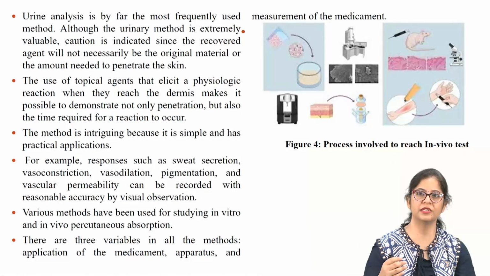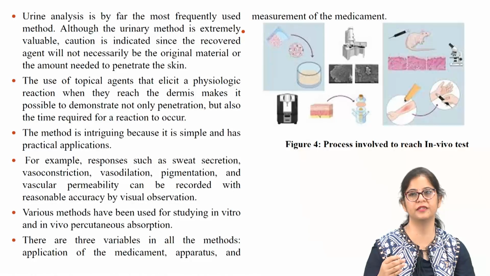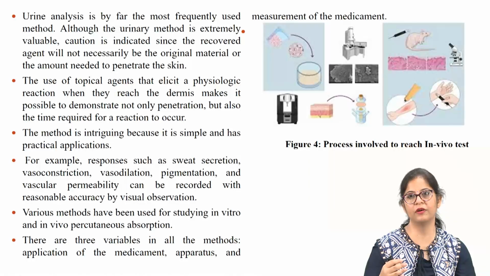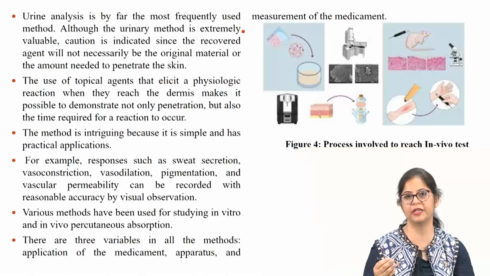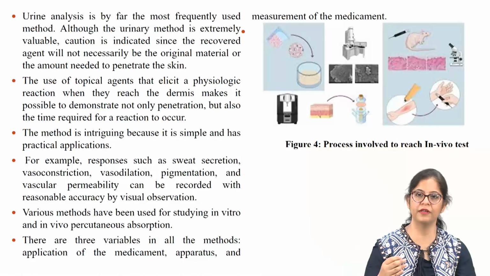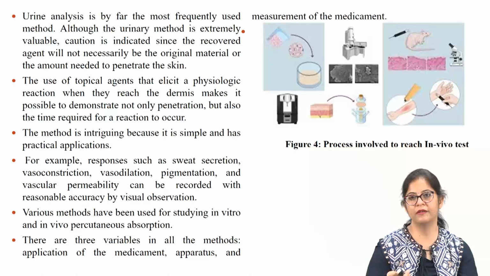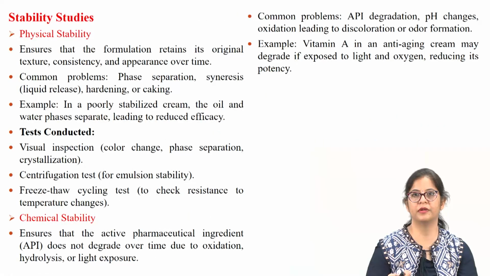The use of topical agents that elicit a physiological reaction when they reach the dermis makes it possible to demonstrate not only penetration but also the time required for the reaction to occur. The method is intriguing because it is simple and has practical applications. So, responses such as sweat secretion, vasoconstriction, vasodilation, pigmentation, and vascular permeability can be recorded with reasonable accuracy by visual observation. The methods have been used for studying in vitro and in vivo percutaneous absorption. There are three variables in all the methods: the application of the medicament, the apparatus, and the measurement of the medicament.